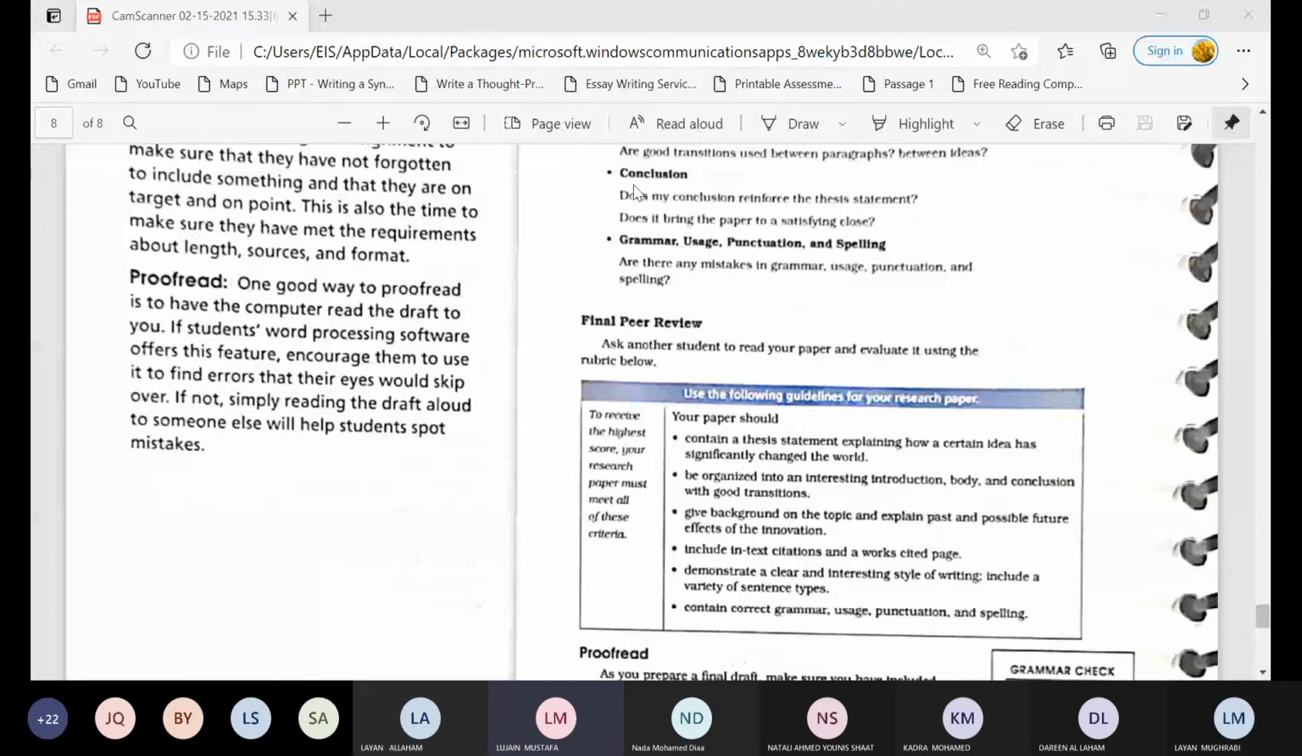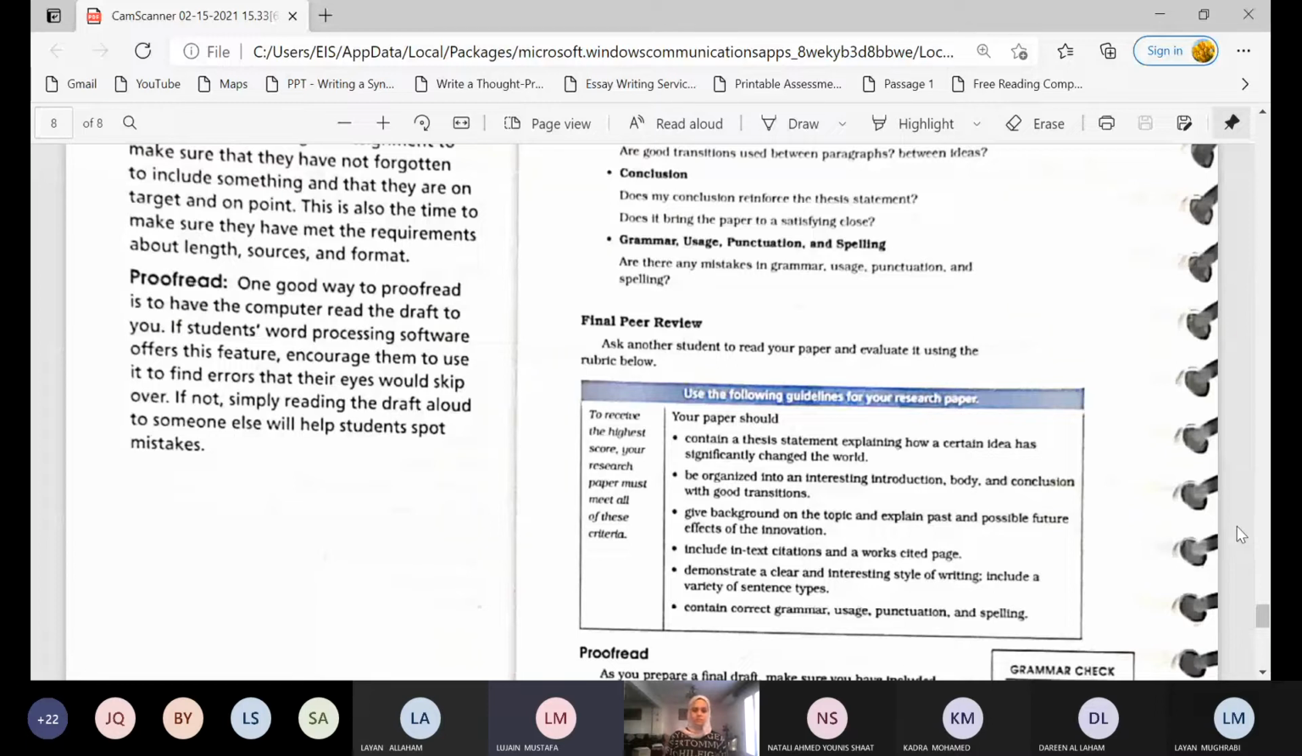Conclusion. Does my conclusion reinforce the thesis statement? Does it bring the paper to a satisfying close? What are the most important points in the conclusion? It should summarize the main idea of my essay, and I should rewrite the introduction in different ways to conclude my essay. A satisfying close. Okay.